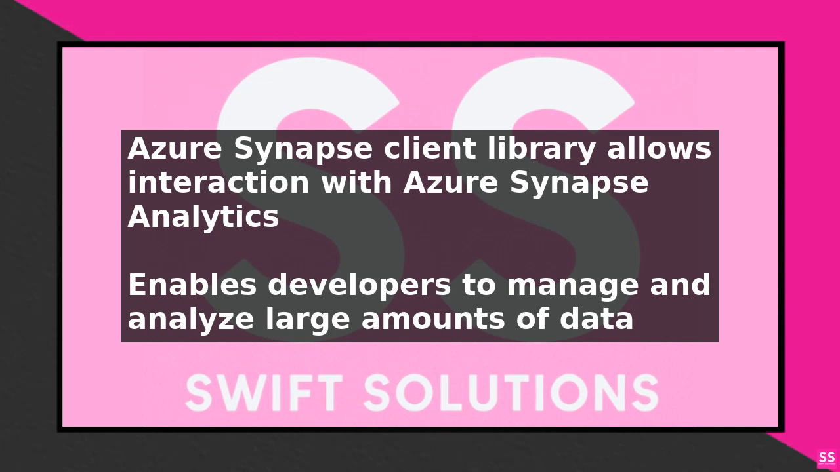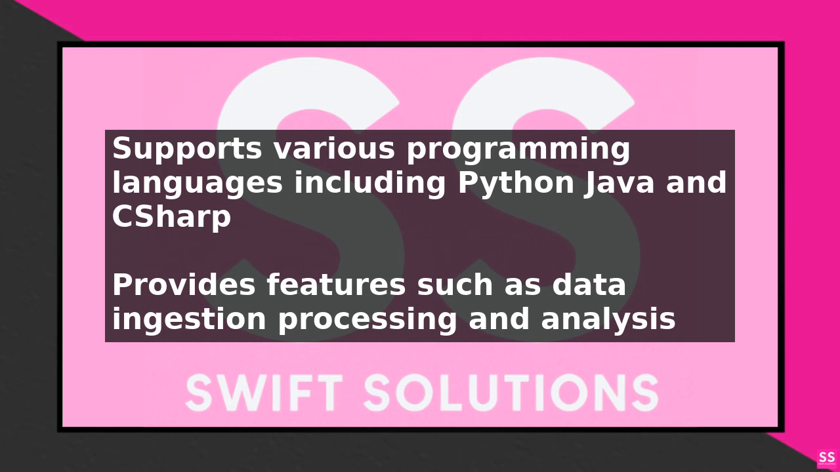Key concepts and features. The Azure Synapse Client Library supports various programming languages, including Python, Java, and C#. It provides a range of features, such as data ingestion, data processing, and data analysis. The library also supports various data formats, including CSV, JSON, and Parquet. Additionally, it provides advanced security features, such as authentication and authorization, to ensure that data is protected.